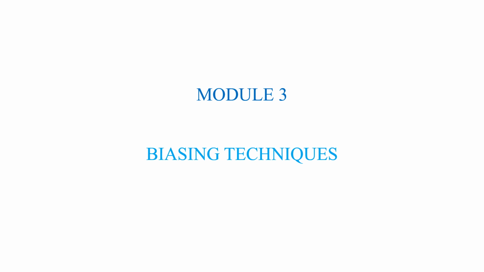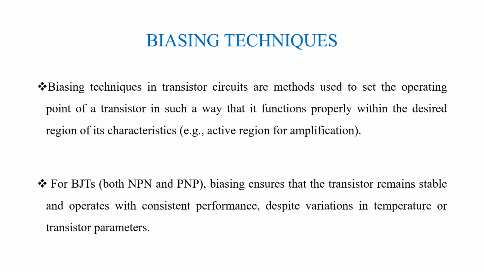Module 3: Biasing Techniques. Biasing techniques in transistor circuits are methods used to set the operating point of a transistor in such a way that it functions properly within the desired region of its characteristics, for example, the active or linear region in the case of amplification. For BJTs, both NPN and PNP, biasing ensures that the transistor remains in a stable state and operates with consistent performance despite the variations in temperature or transistor parameters.